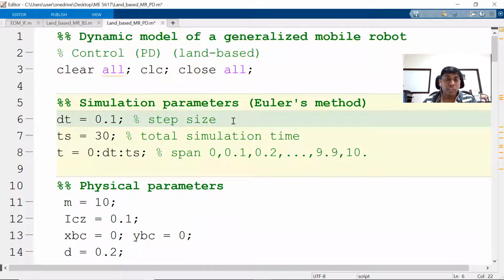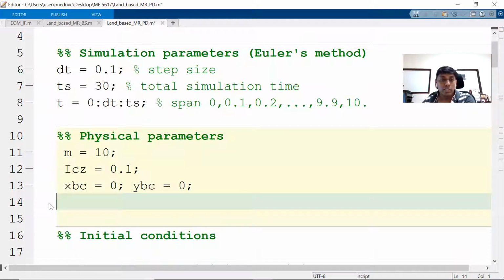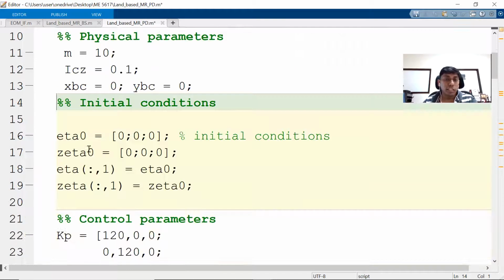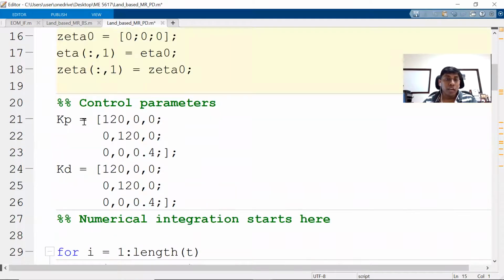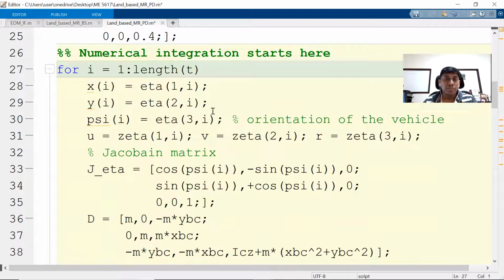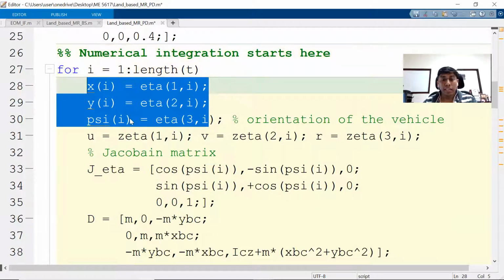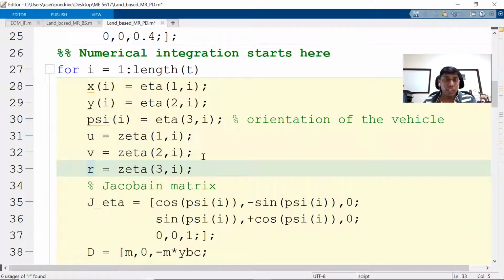The simulation parameters are known, since we are using the Euler parameter, and the physical parameters, we are taking a generalized one. Then the initial condition, we are saying eta 0 and zeta 0 are all zeros, and we are trying to use a PD control. For the proportional and derivative gain, I intentionally took a diagonal and some value I've considered. Then the numerical integration started. You can see x, y, psi defined like this, and u, v, r defined from zeta. So this is an update, and this is also an update.